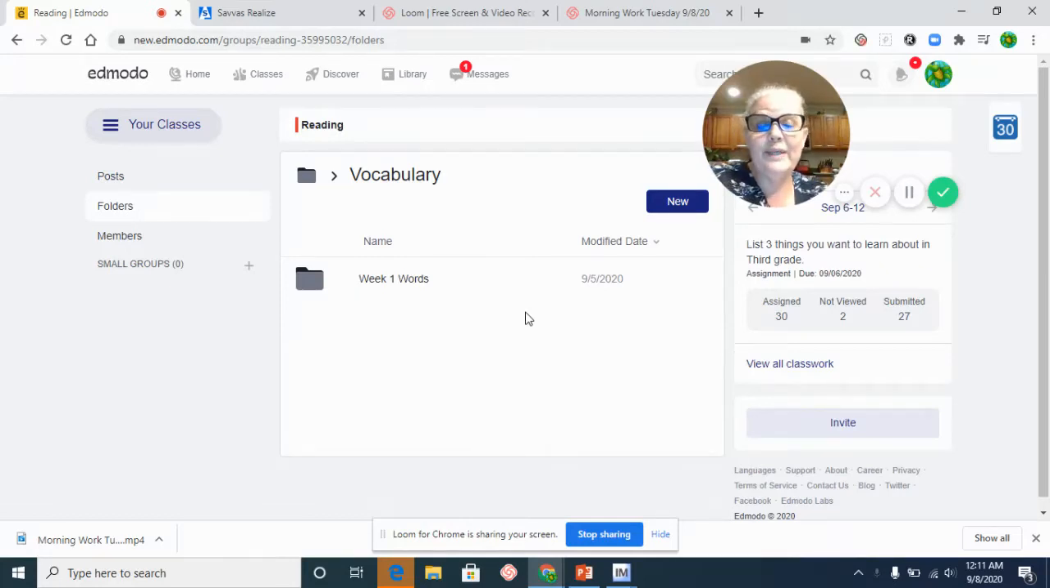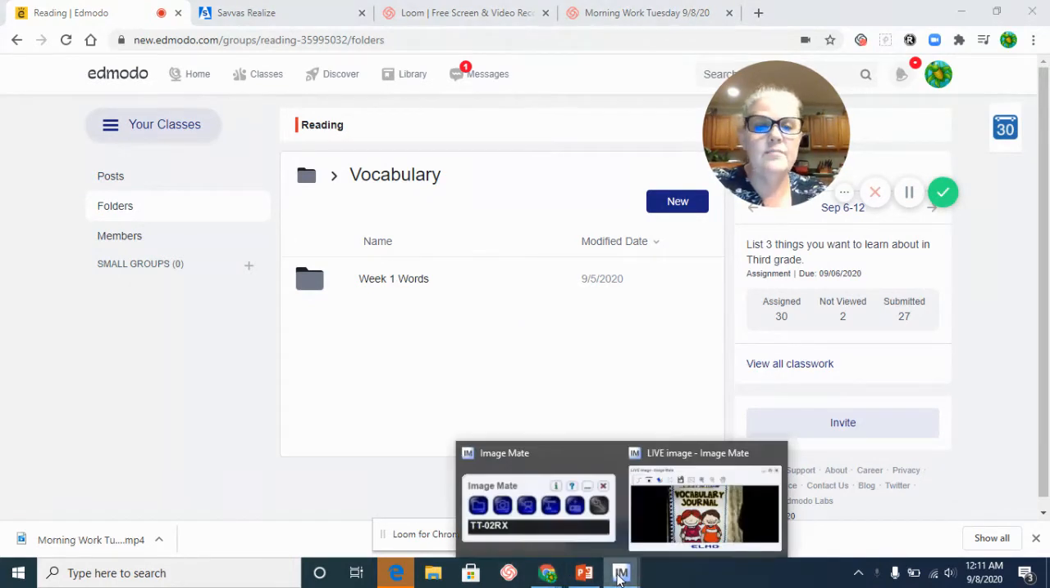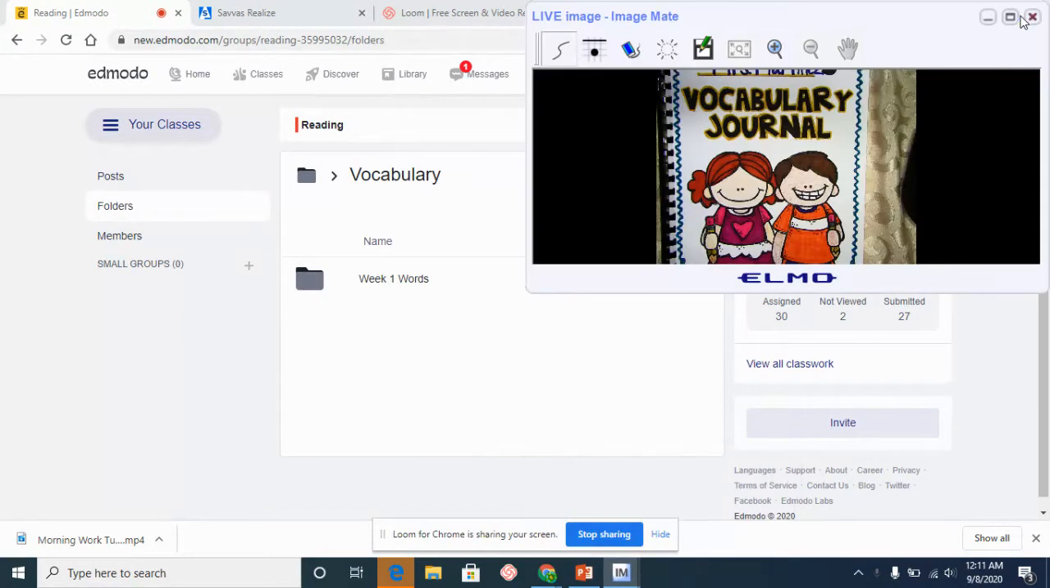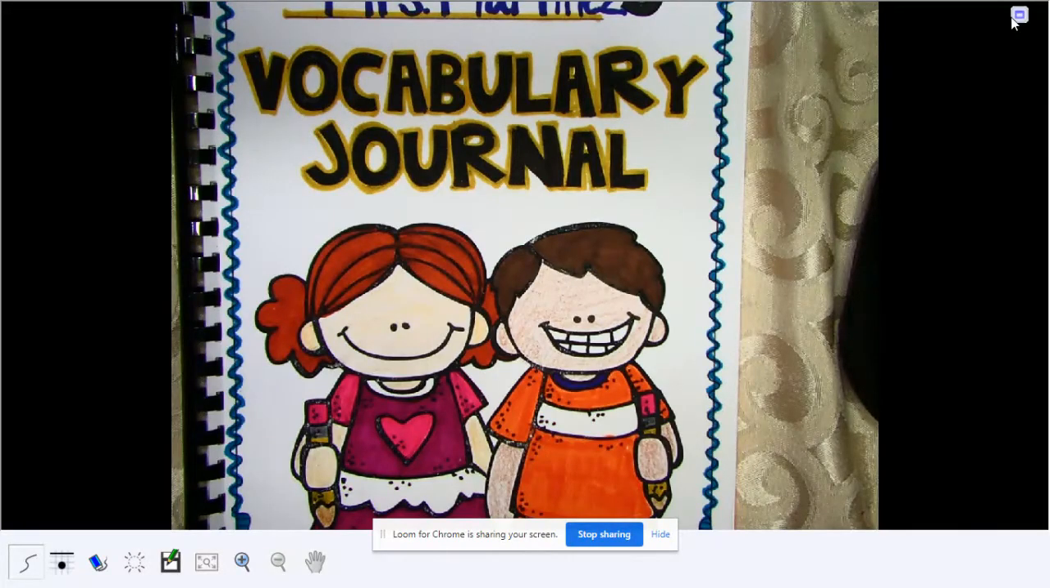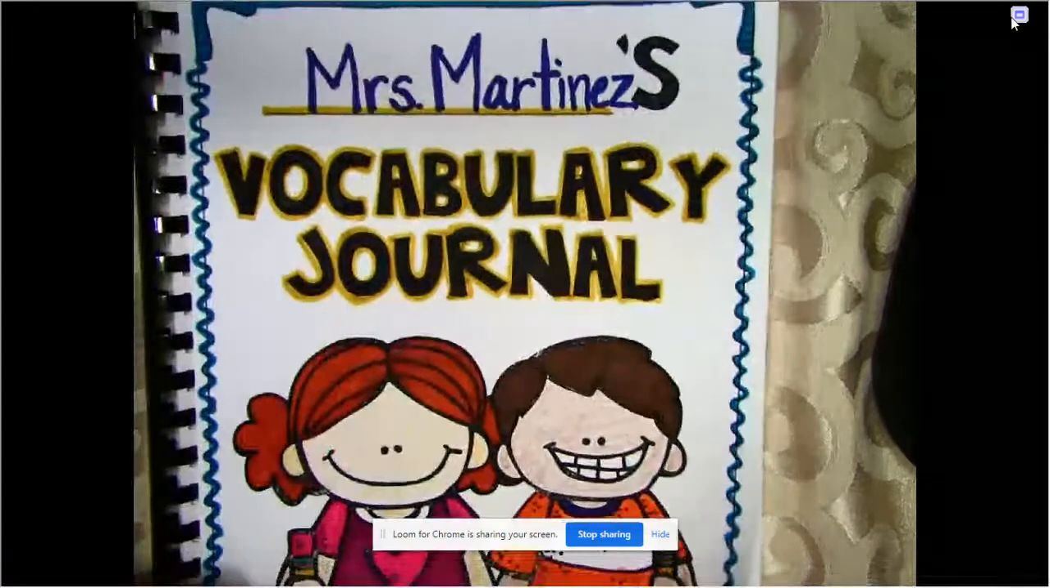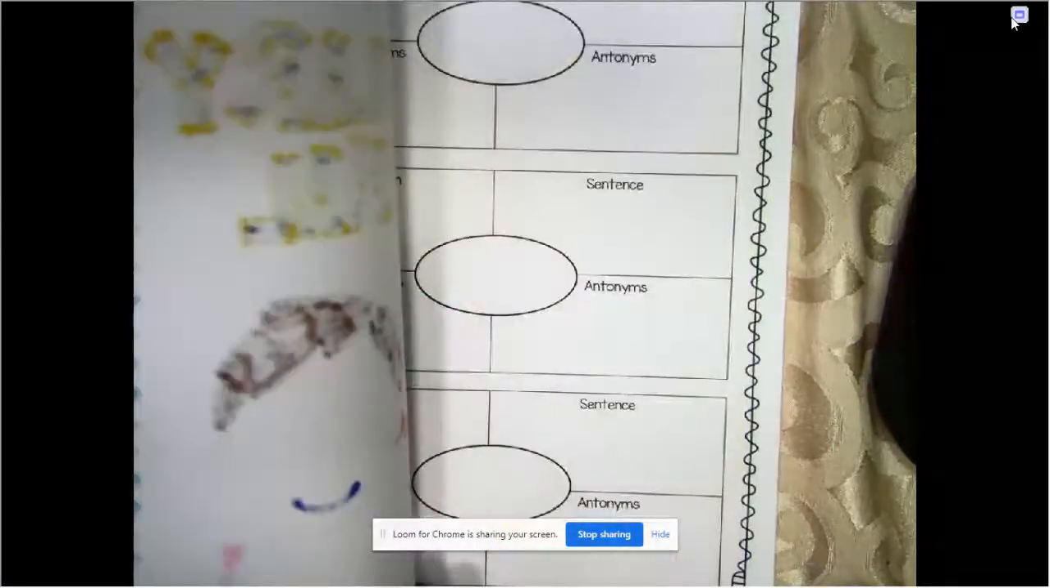Okay, so we are in vocabulary. You'll find that we're doing week 1, and that's where you're going to find the videos for this week. So I'm going to have you grab your vocabulary journal. Let me head over to our camera here so that you can see that. Okay, so there's our vocabulary journal. You got to decorate yours however you wanted to.